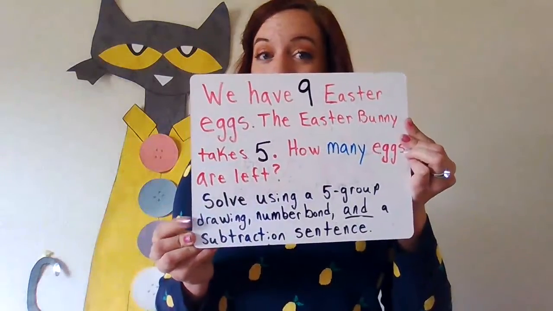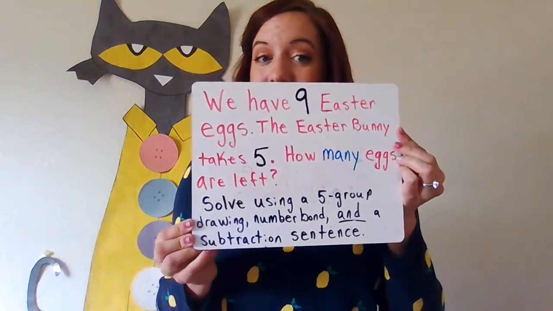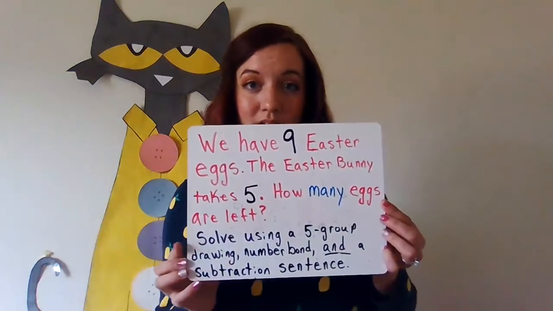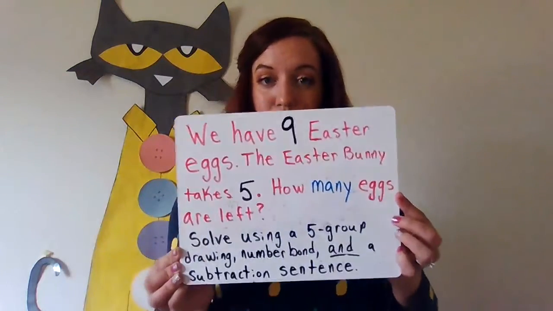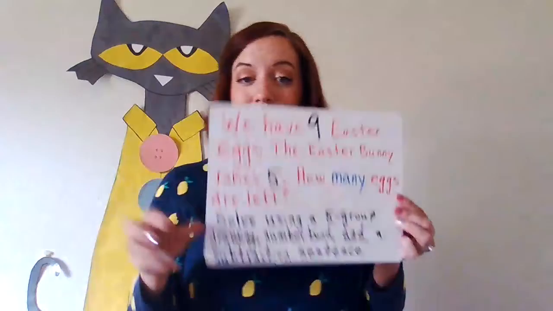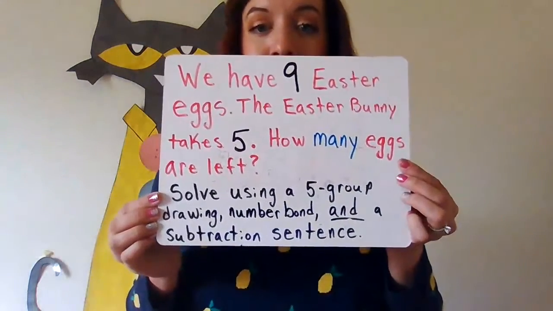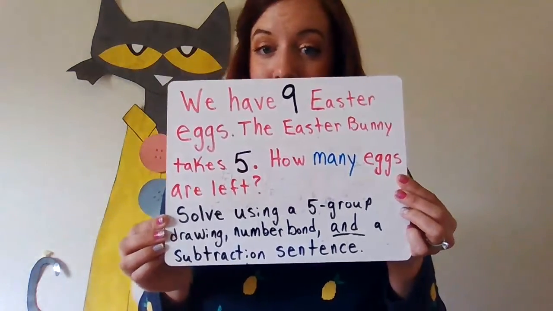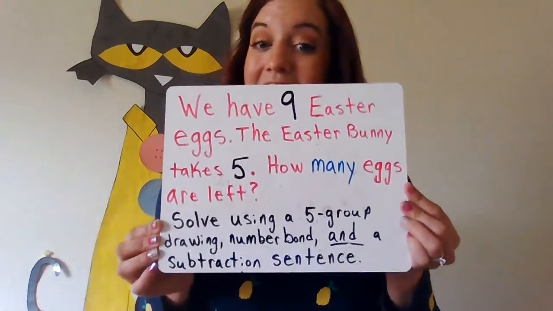The tricky part with this question is that we have to show our thinking. We have to solve the problem in 3 ways. Previously, we were able to pick and choose how we wanted to solve these takeaway problems, these subtraction problems. Now, the tricky part is showing the answer in 3 different ways. You have to solve this problem using a 5-group drawing, a number bond, and a subtraction number sentence.